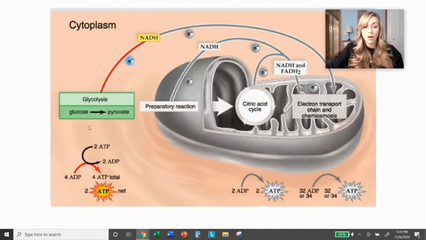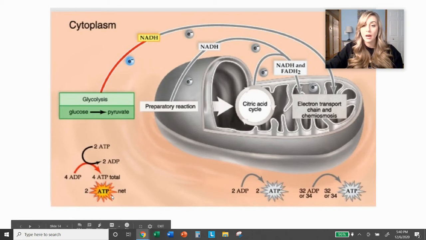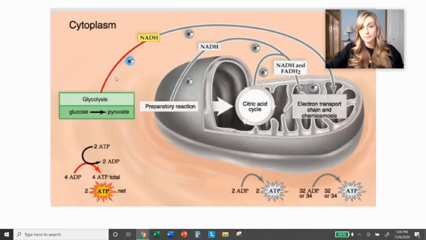Okay, we're also putting in 2 ATP to get this party started. You're going to use 2, but we're going to yield 4, meaning that we got a total of 2 output. So you got 2 here. Since 4 were generated, but we used 2, we got a net of 2.